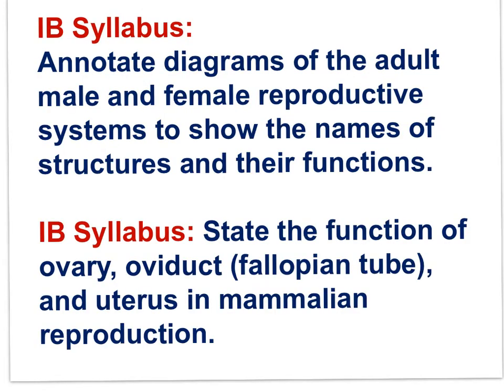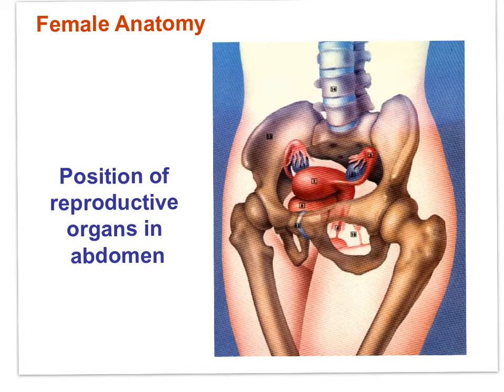Here are the IB syllabus statements that kick off this movie. Annotate diagrams of the adult male and female reproductive systems to show the names of structures and their functions. State the function of the ovary, oviduct, and uterus in mammalian reproduction. This image nicely shows the position of the paired ovaries, the uterus, and the vagina.